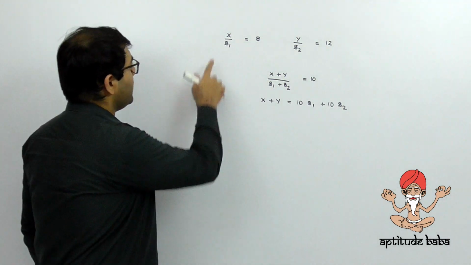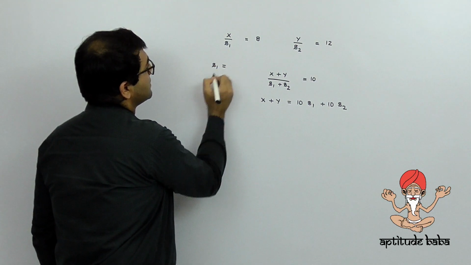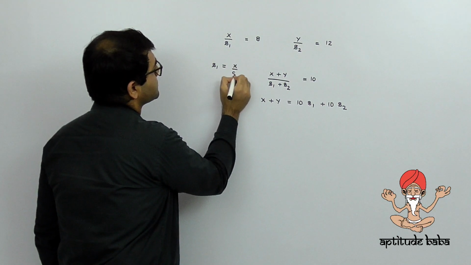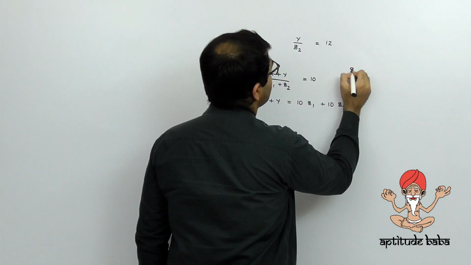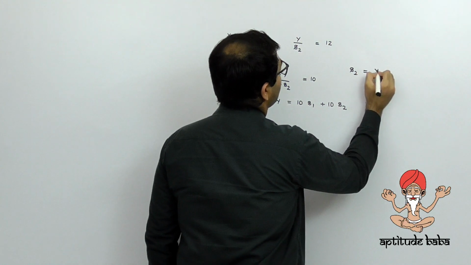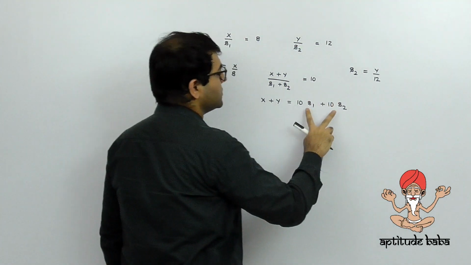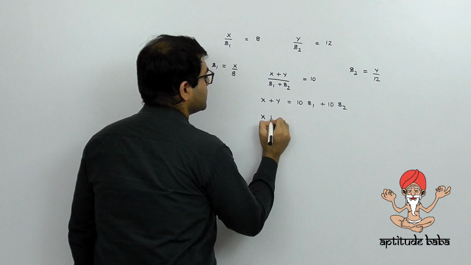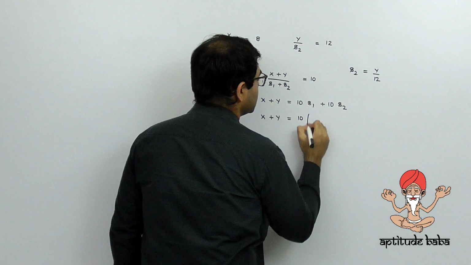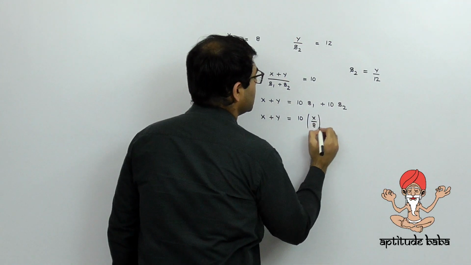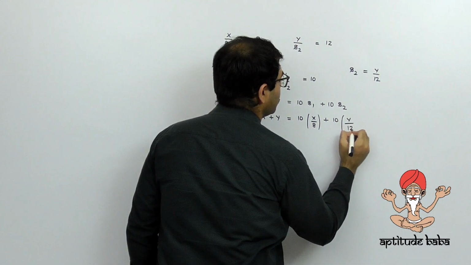Yes, I can. If x by s1 equals 8, from here I can say that s1 will be nothing but x by 8. And in a similar way, if y by s2 equals 12, from here I can say that s2 will be nothing but y by 12. Now I can take this value s1 and this value s2 and substitute them into this equation. So x plus y equals 10s1. What was s1? x by 8. So 10 times x by 8 plus 10 times s2. What is s2? y by 12. So 10 times y by 12.